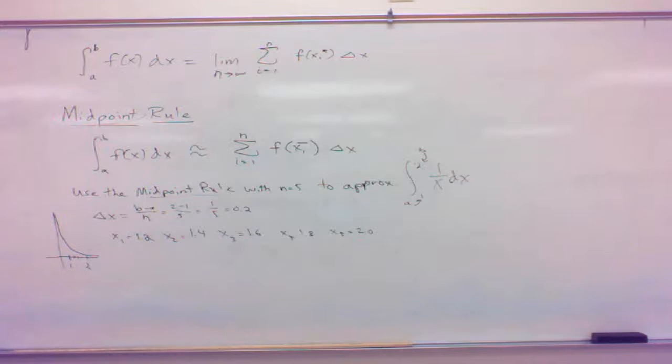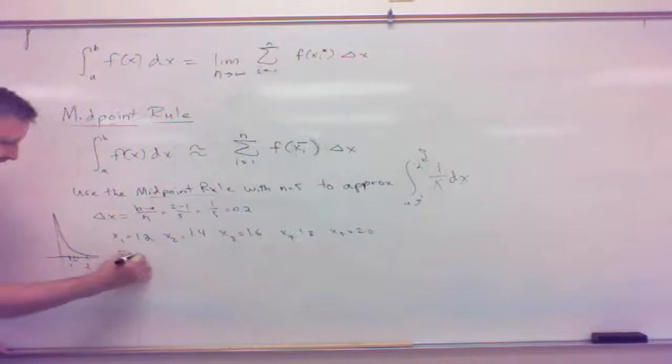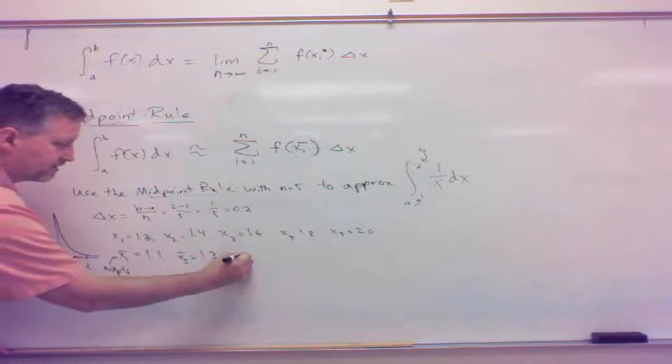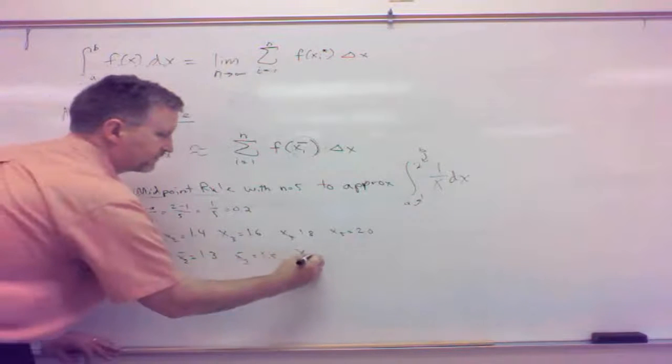But since I'm using the midpoint rule, I also need x1 bar, the midpoints, because that's what I'm going to plug into my function. So what's the first midpoint? Well, the first midpoint would be halfway between 1 and 1.2, wouldn't it? 1.1. X sub 2 bar would be 1.3 then. X sub 3 bar is 1.5, so on and so forth.